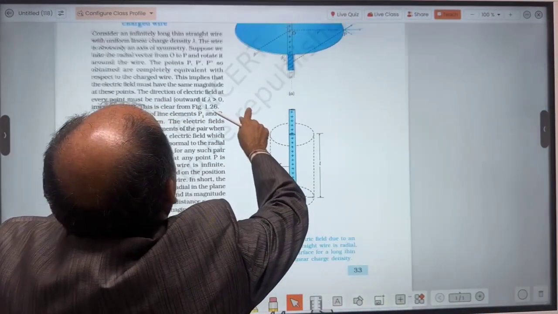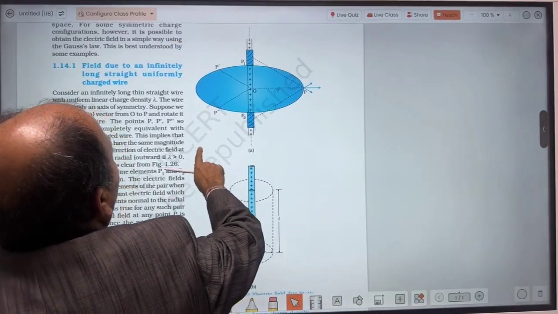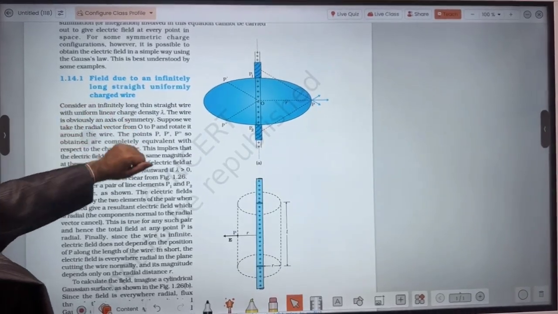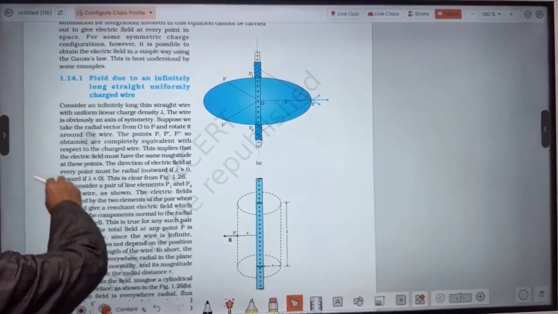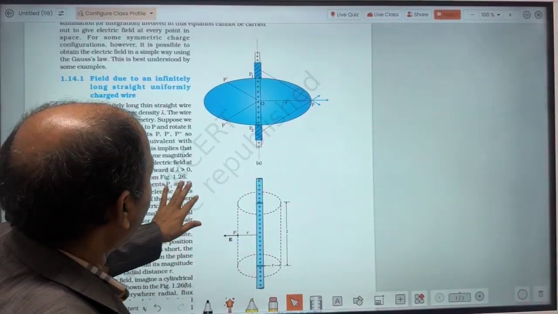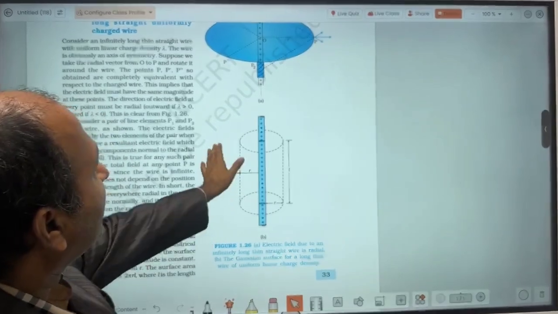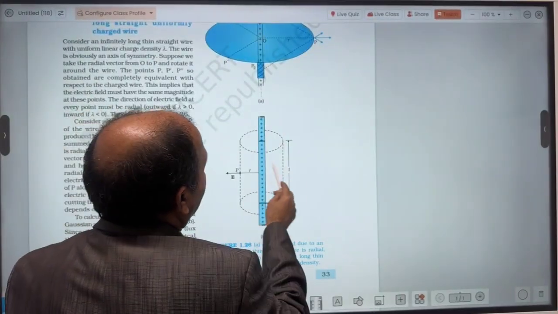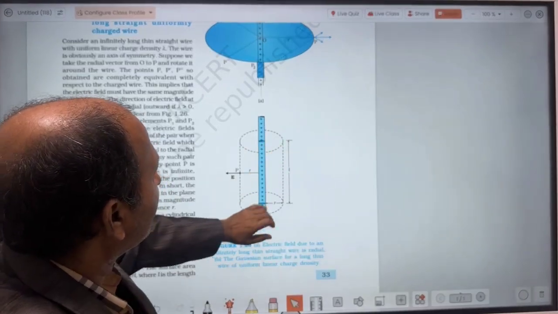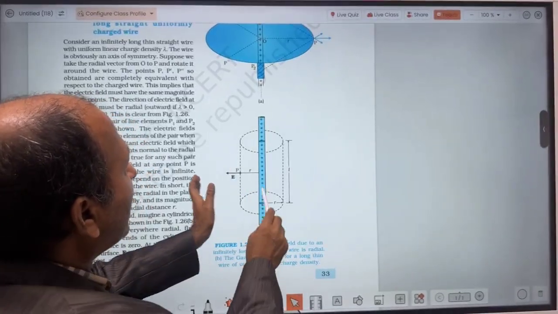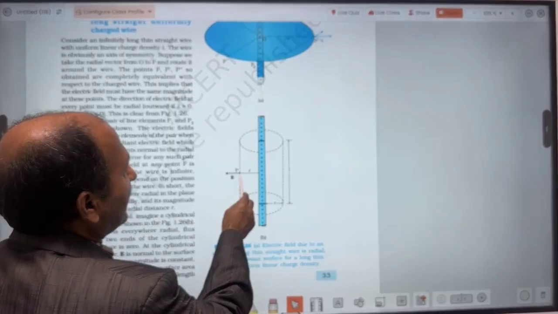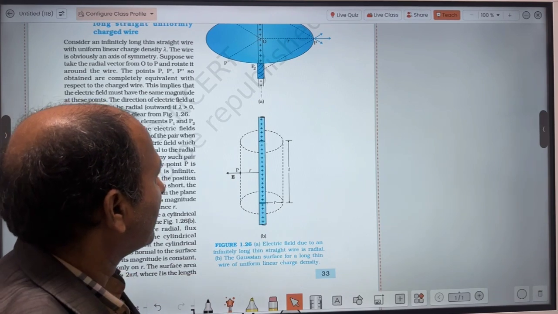Now, application of Gauss law. Here, the field due to an infinitely long straight uniformly charged wire. So let's see how to calculate. Here this is the charged wire, and we are imagining that there is a cylinder of height L whose radius is R, which surrounds this charged wire. We have to find the electric field at any point on the surface of this cylinder.